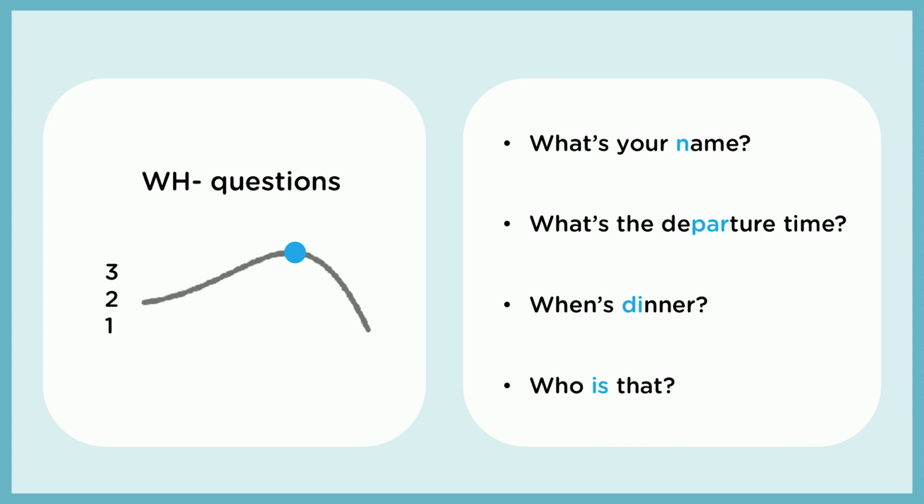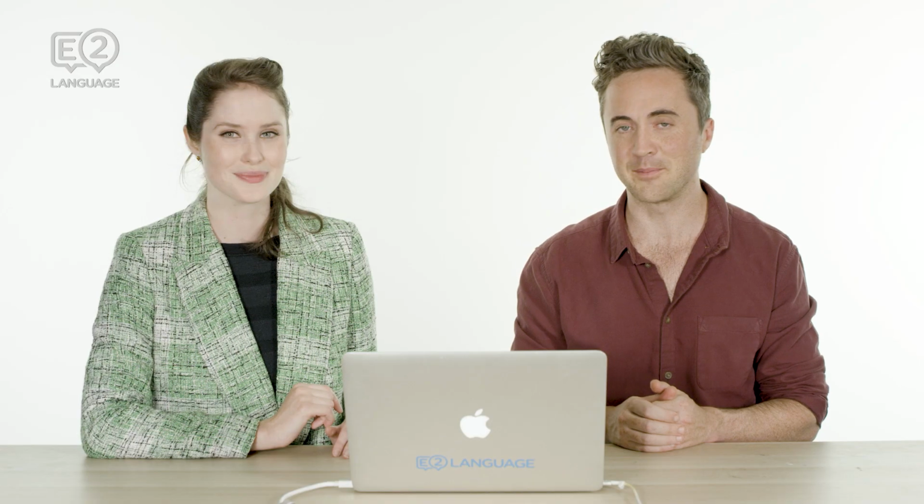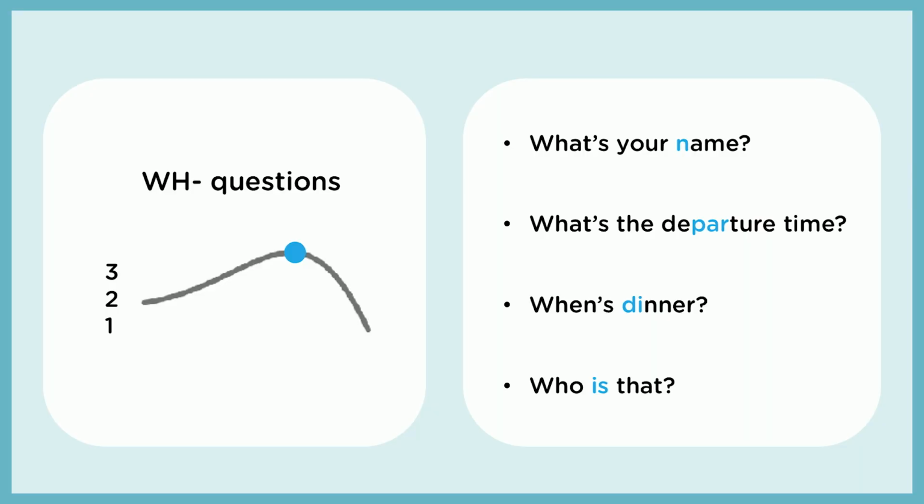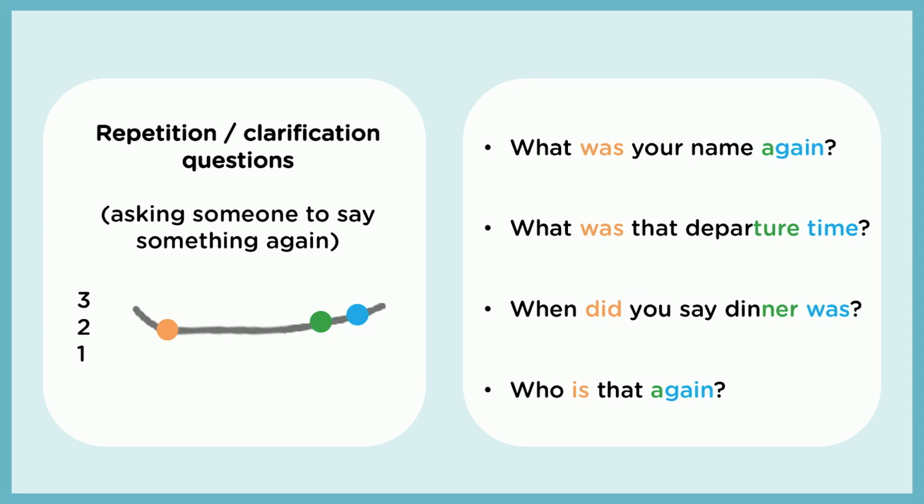What's the departure time? Beautiful. When's dinner? Right, I remember that. Mom, when's dinner? I'm hungry. Yeah. And then we've got, who is that? So sometimes you can make the difference subtle. Who is that? Or you can make it even more extreme. Who is that? Got it. So that is the pattern for WH questions.